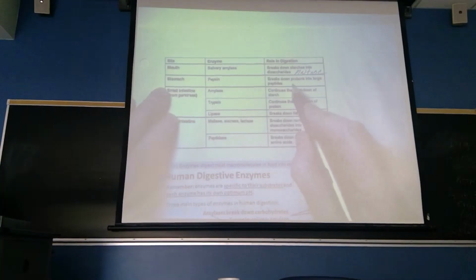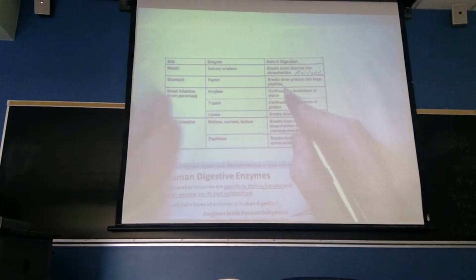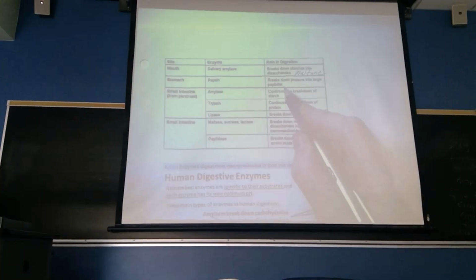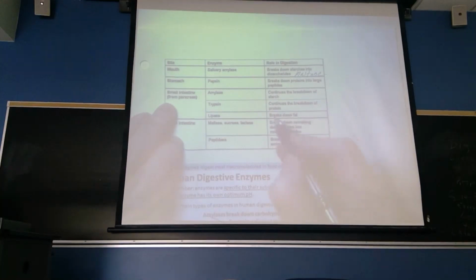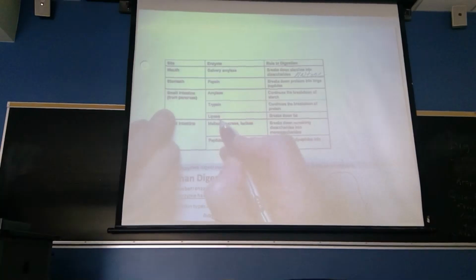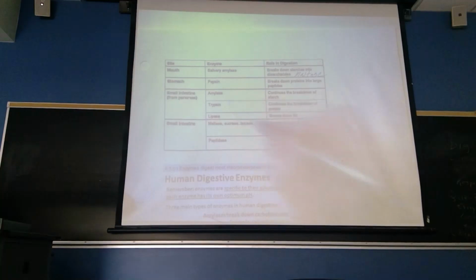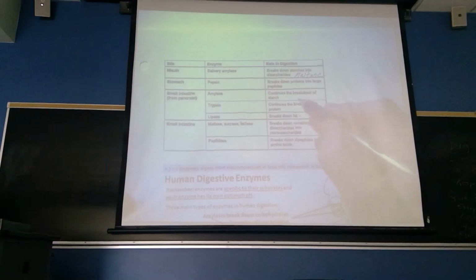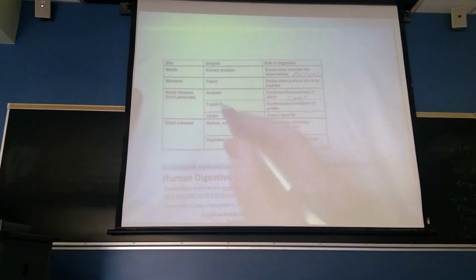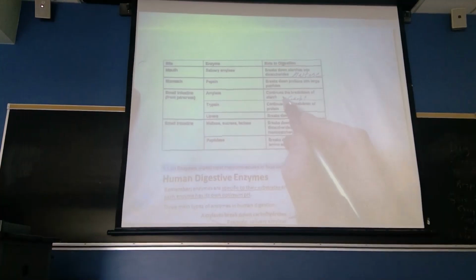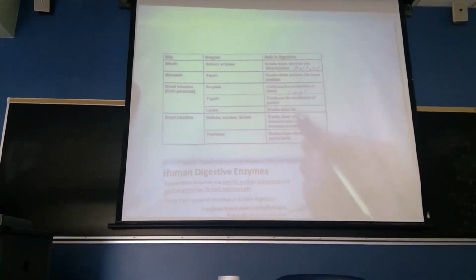In the stomach, we said, breaks down proteins into large peptides, which means it's a few amino acids hooked together by peptide bonds. Remember peptide bonds? Small intestine, amylase continues to break down the starch, continues to break down the protein, and lipase continues. So you've got your three main food groups here: carbohydrates, proteins, and fats. So you have a backup system if you don't chew it.